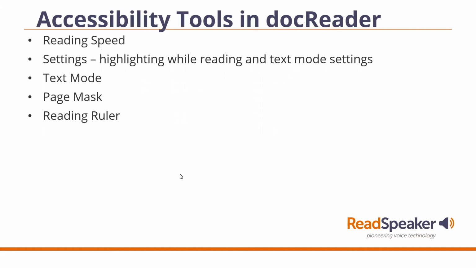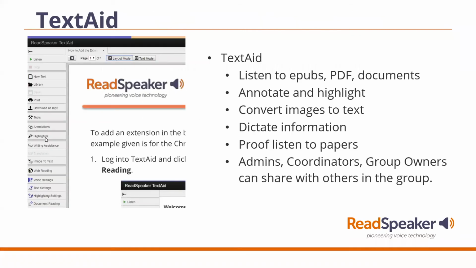Now in TextAid, you have annotations and highlighting. You can do that. You can convert your images to text. That's a great way if you are a big use-your-cell-phone-to-take-notes person and you need those visual images. But what's really cool is so many of these students that are in our disabilities office have EPUBs for their textbooks. Well, the disabilities office can share those EPUBs with the students through TextAid.